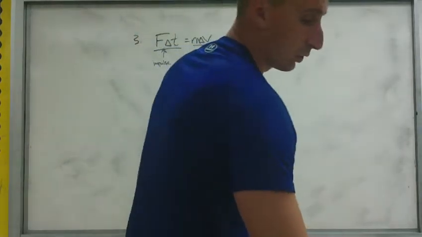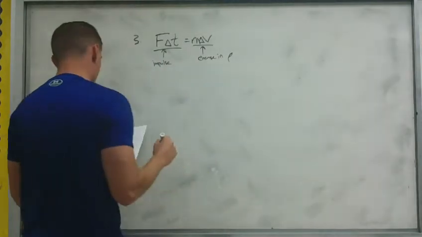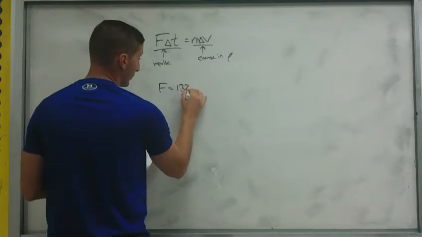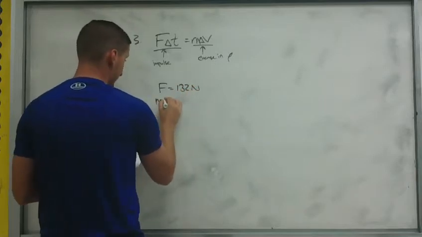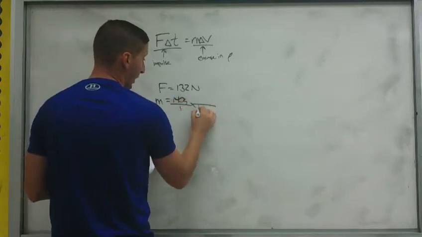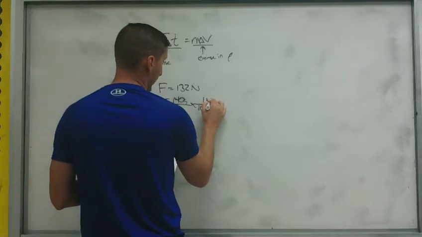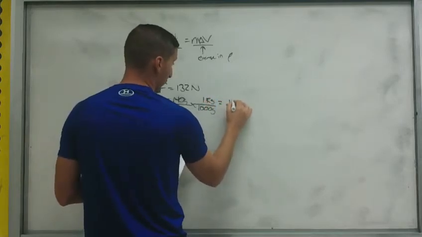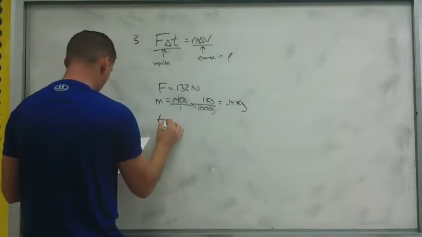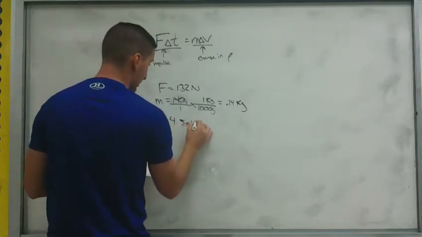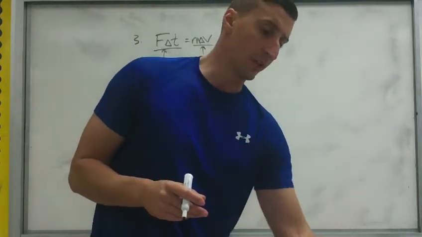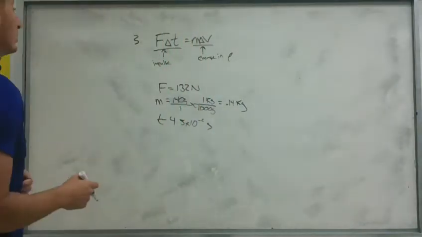So let's list what we know here. It gives a force of 132 newtons. It gives me a mass of 140 grams. I need to convert that to kilograms, so I put there are 1,000 grams in 1 kilogram. So I get 0.14 kilograms. And a time of 4.5 times 10 to the negative second seconds. All right, so it asks: what is the magnitude of the change in momentum of the ball? Well, change in momentum is this side.